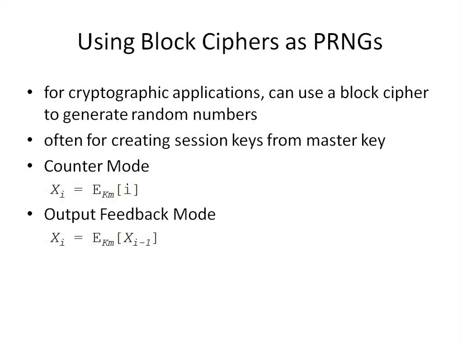In such operations, we can use these block ciphers as pseudo random number generators. For this, generally we use two modes. Either we can use counter mode, given by this equation, or we can use output feedback mode, given by this equation. Using either of these two modes, we can use block ciphers as pseudo random number generators.